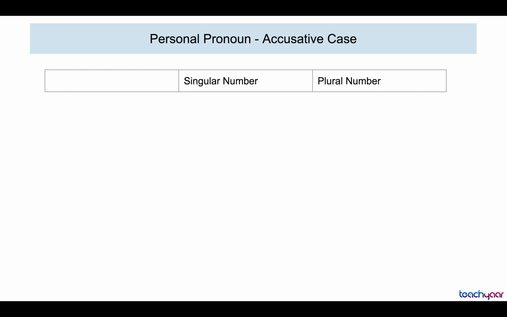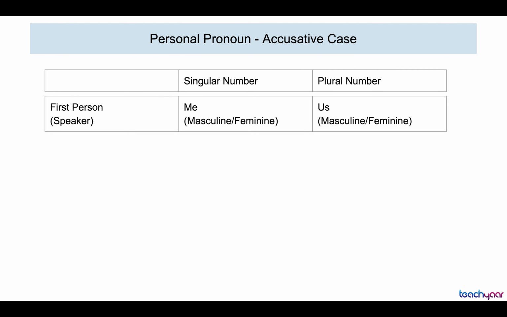So now we have the accusative case. That means when the pronoun is in the position of the object. Again, think about it like a sentence. Again, we go back to first person, who is the speaker. I am giving you a sentence, just think about it. The teacher gave me. The teacher is the subject. Gave me, gave whom? Gave me. So me is an object. Me is in the position of an object.